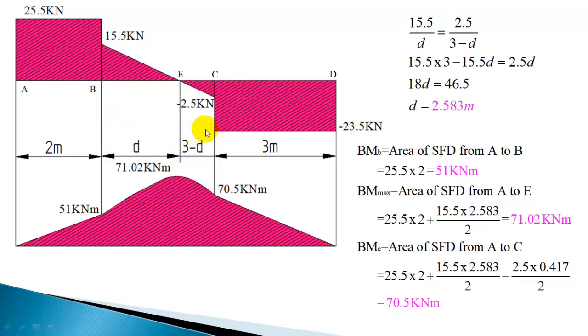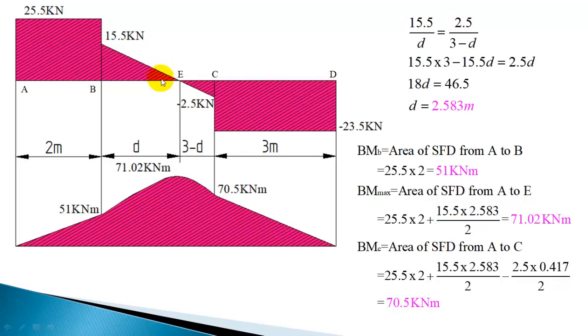The total is 3. This is taken as D. So this is 3 minus D. Now we have two similar triangles. So these two are similar triangles. Now we have 15.5 here and here 2.5. Don't consider the negative sign.